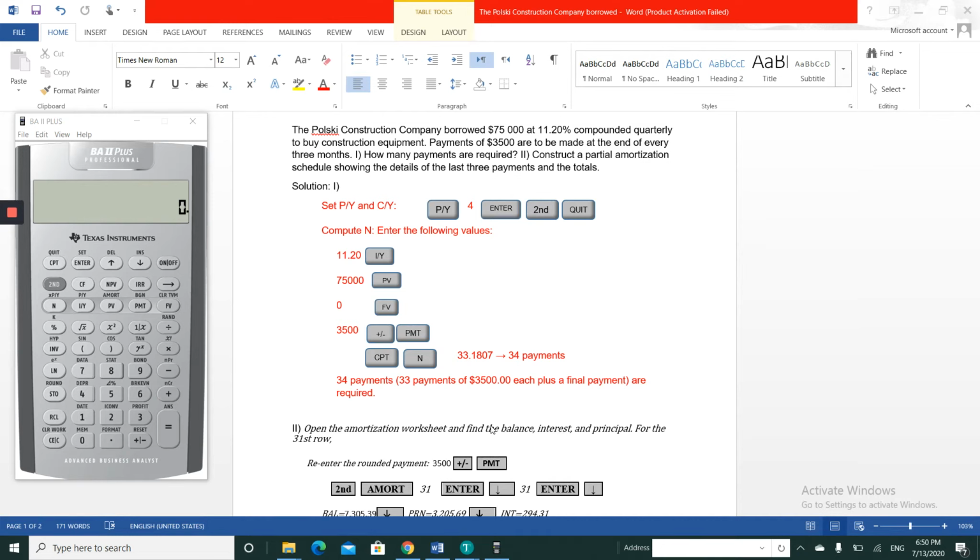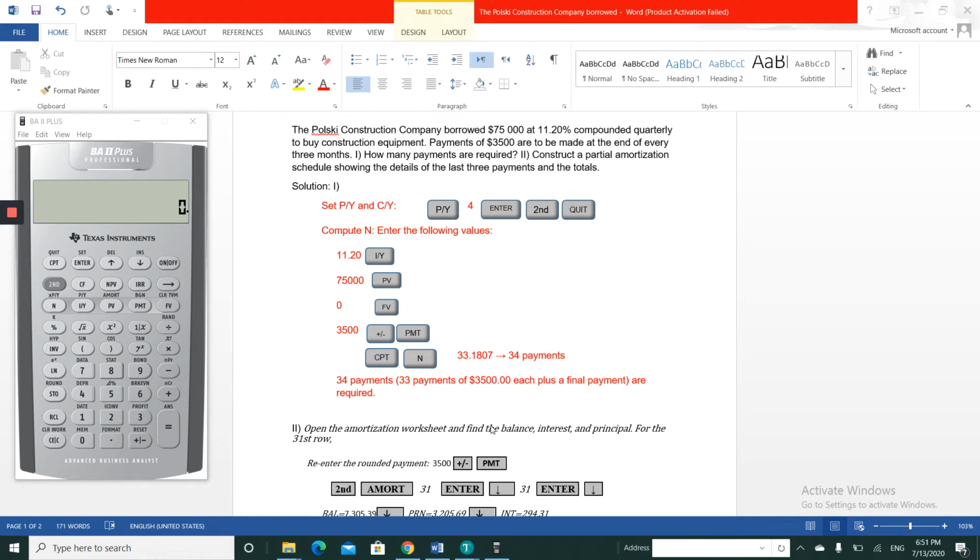The Polsky Constructions Company borrowed $75,000 at 11.20% compounded quarterly to buy construction equipment. Payments of $3,500 are to be made at the end of every 3 months. How many payments are required? Construct a partial amortization schedule showing the details of the last 3 payments and the totals.